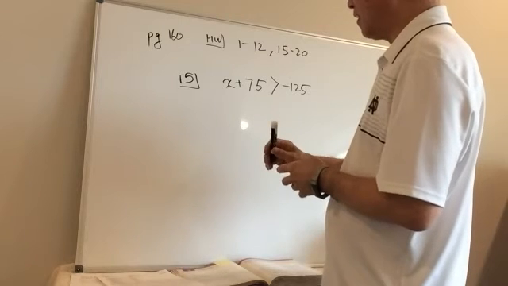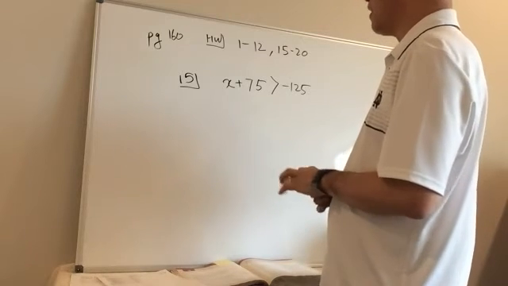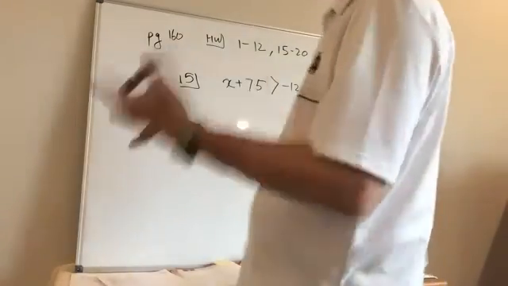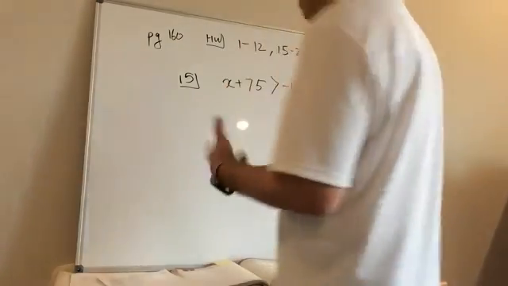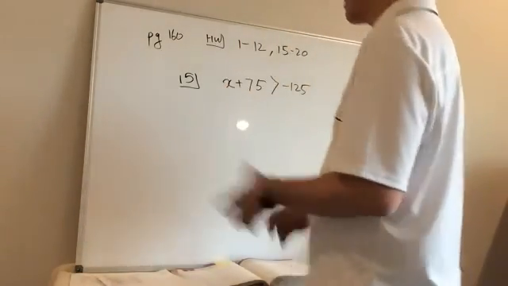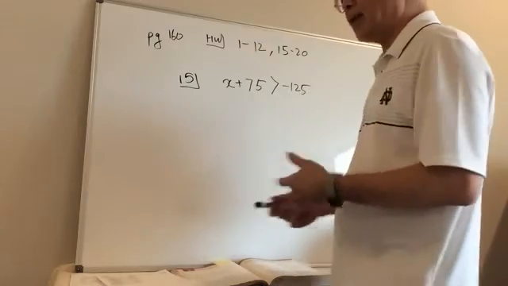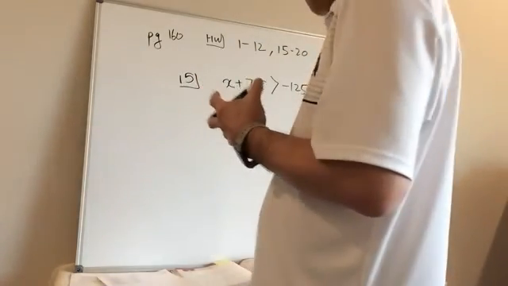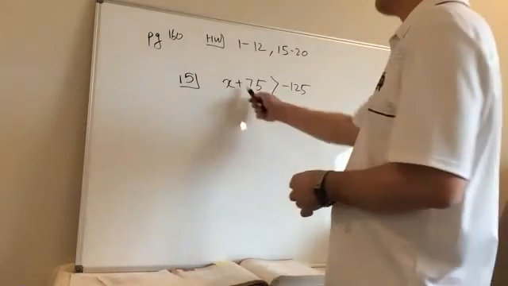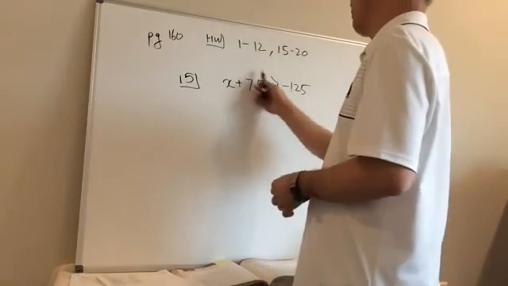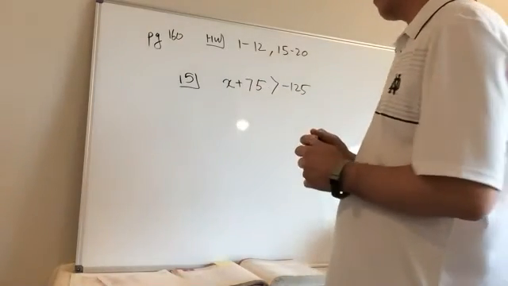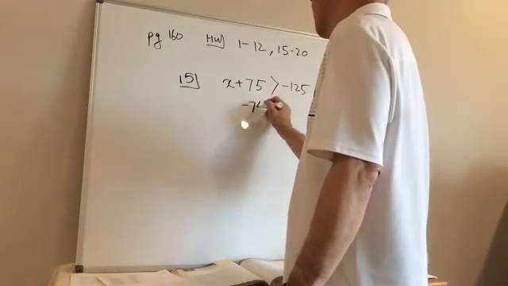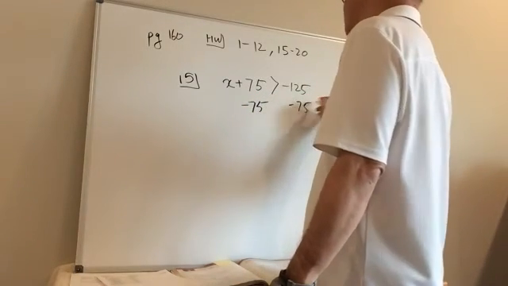Give me a second. Let me write this down on my paper and I'll work it out. Okay. So we want x by itself here, right? From the left-hand side, I need to eliminate what? 75, right? So I want to get rid of the 75. So how would I do that? I'm going to do minus 75 on both sides, correct? Yep. Subtract 75 from both sides.